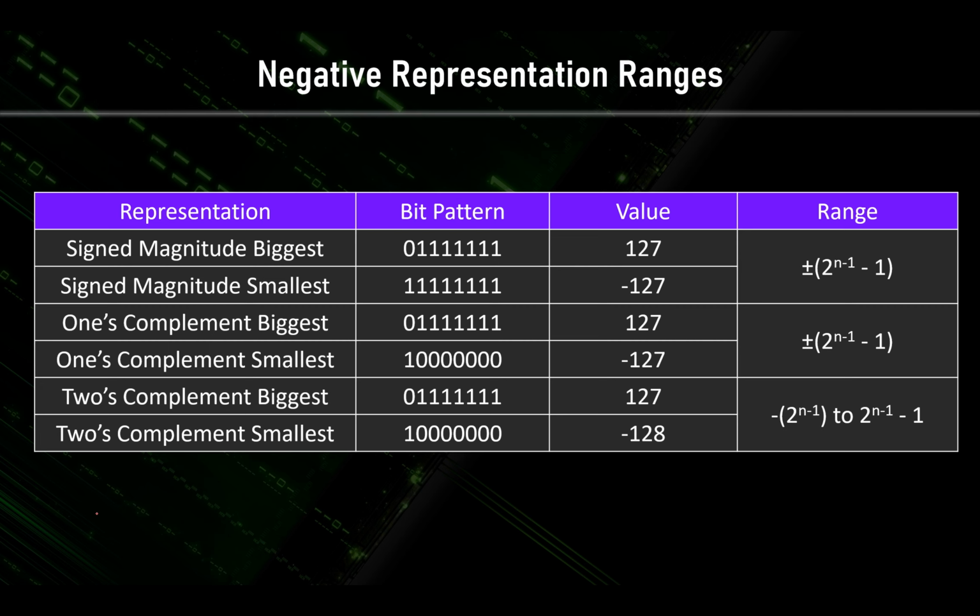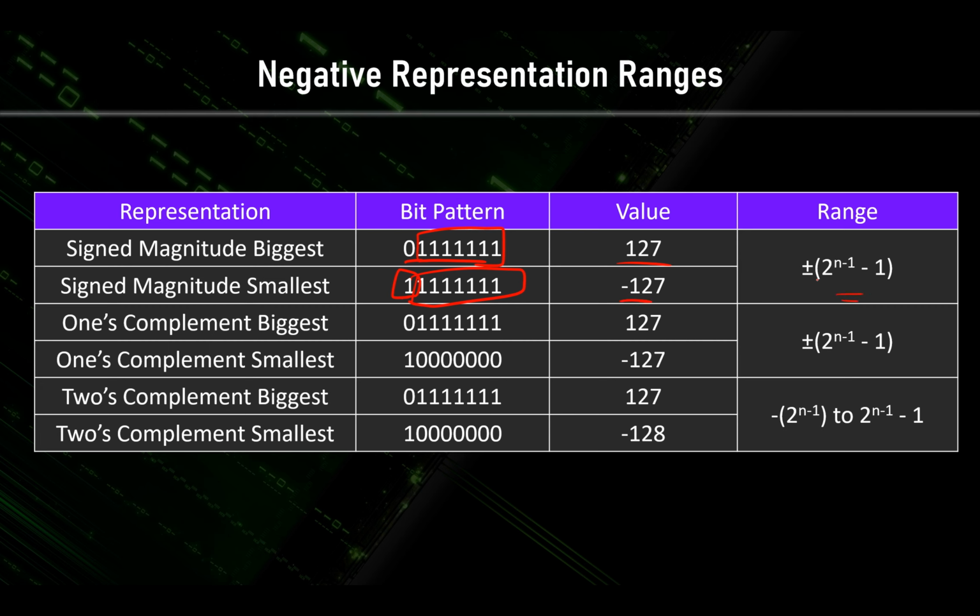Then if we look at the ranges for sign magnitude, 1's complement and 2's complement, for sign magnitude, the biggest number we can represent, here we're going to want all 1s, because this is the magnitude. We want the biggest magnitude possible. But then the sign bit we want to be 0, to make it positive. If we do that, it's going to be 127. Then we look at sign magnitude smallest. Again, we want the magnitude to be as big as possible, but then just make the sign bit negative.